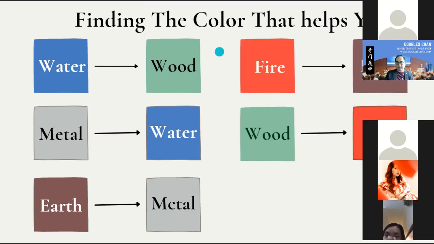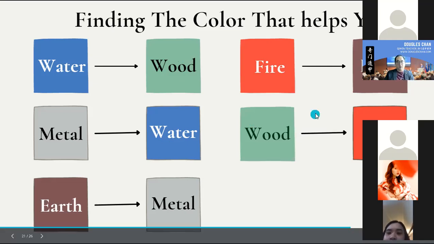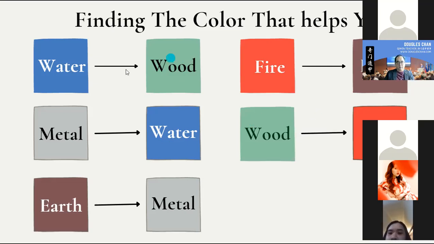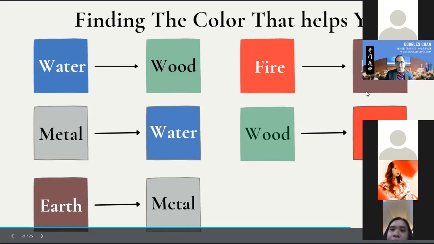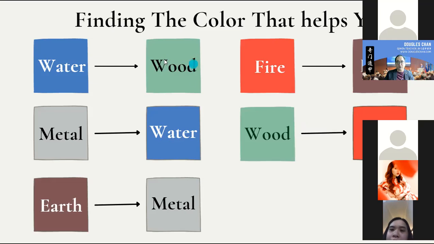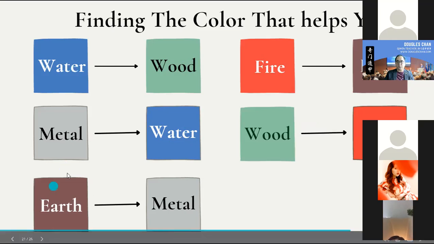Now we have already got earth, and then we have all the wood and water and metal and the rest over there. So you can screenshot this. This is you, for example. Where is your career? Where is your academic? Where is your marriage? Locate where it is, and then from there, take reference. What is the element that you need?